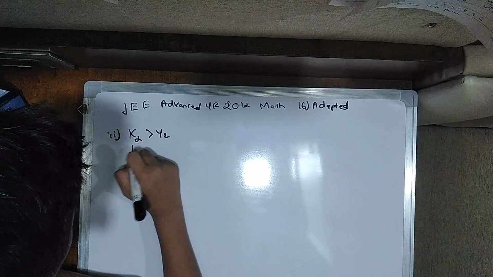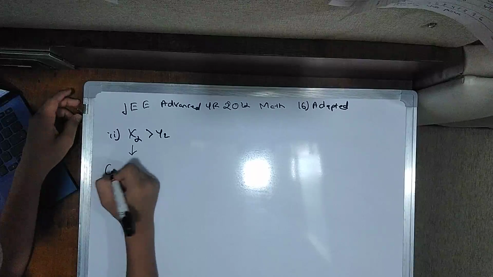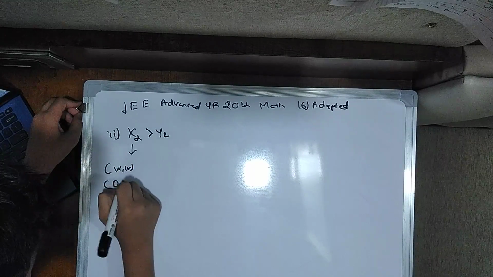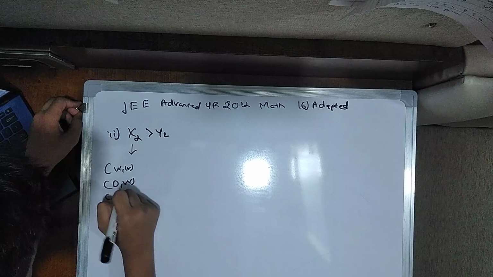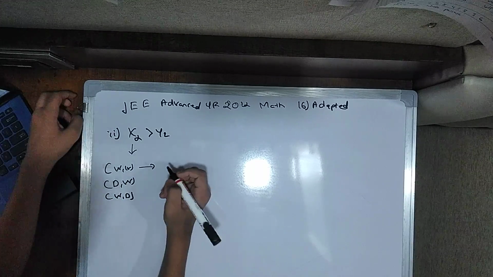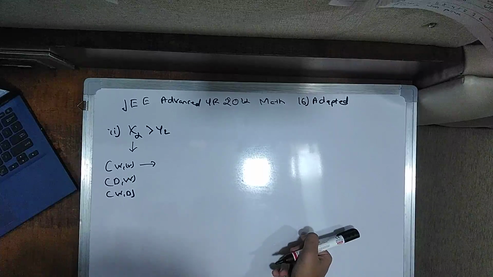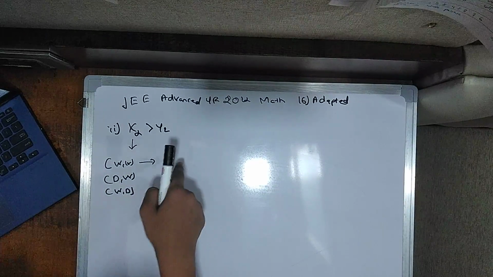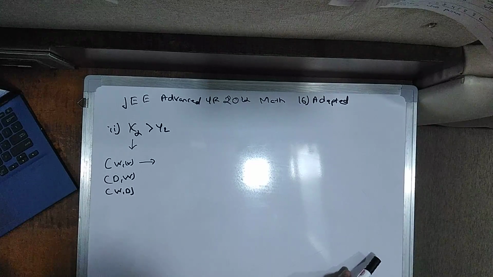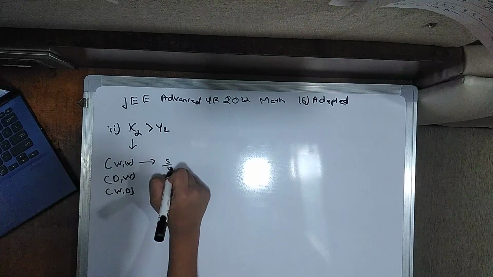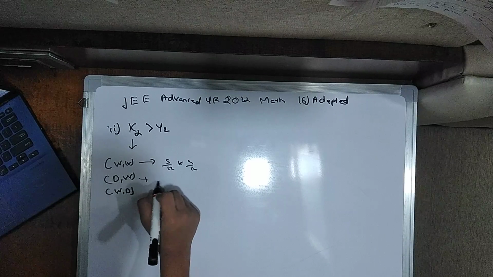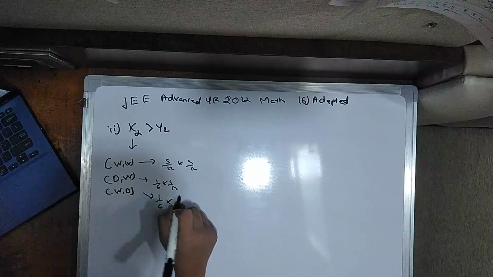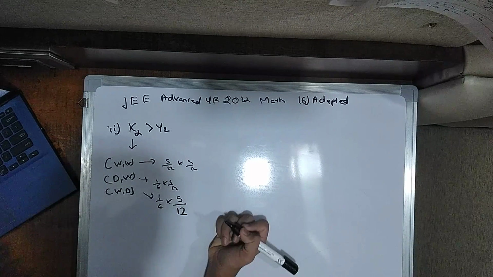Probability that x2 is greater than y2. You've already read everything, you know that this is win comma win, draw comma win, win comma draw. You've already read the question, and obviously you're searching for a JEE Advanced question, that also question 16. So you've calculated what's the probability of winning and getting a draw, obviously. So now 5 by 12 into 5 by 12, 1 by 6 into 5 by 12, 1 by 6 into 5 by 12.